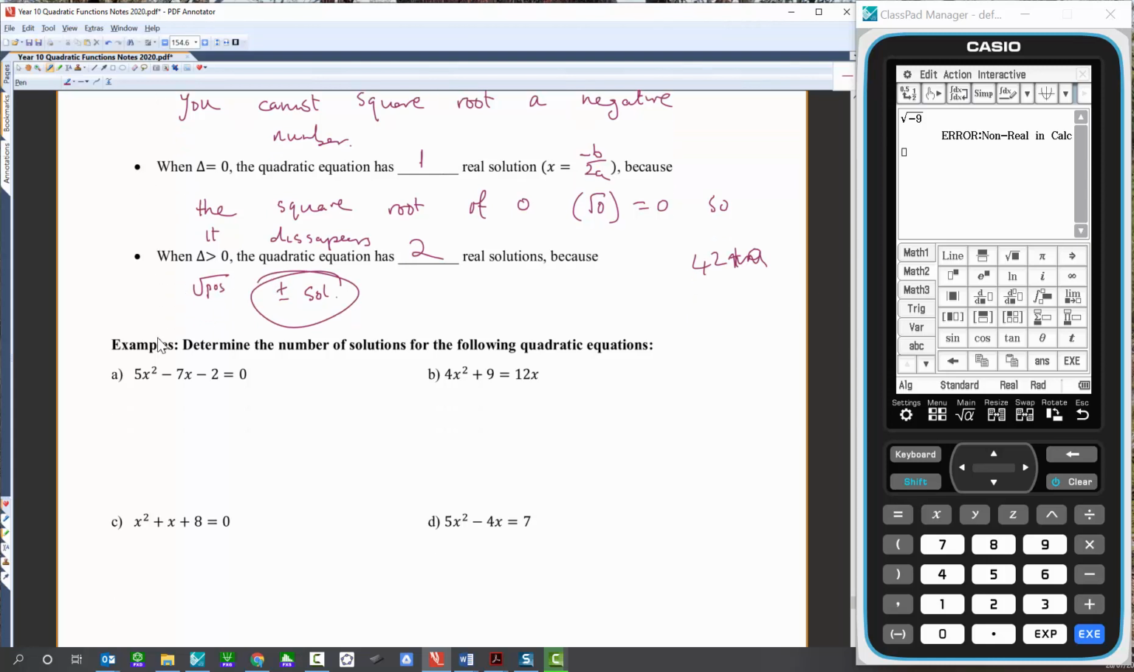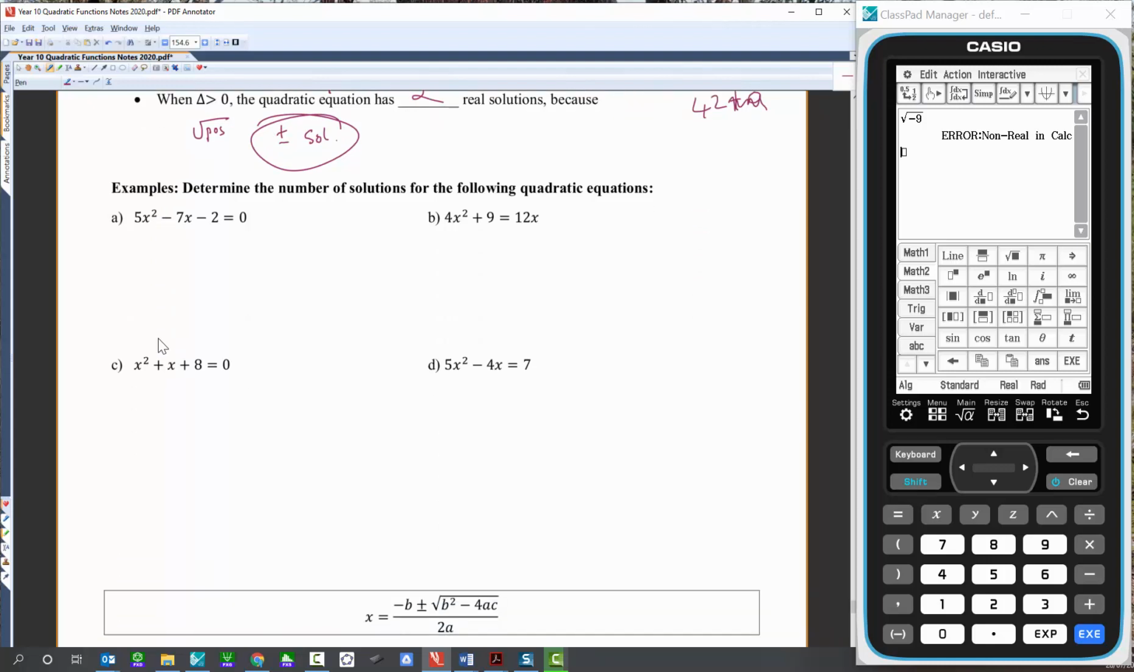All right, so let's determine the number of solutions for the following quadratic equations. Remember, we can determine the number of solutions by using the discriminant, which is part of the quadratic formula, this thing here. So let's note that we've got an a value of 5, a b value of -7, and a c value of -2. Where did I get those numbers from? It's from the general form 0 equals ax squared plus bx plus c. There's a, there's b, there's c. All right, let's use the discriminant.